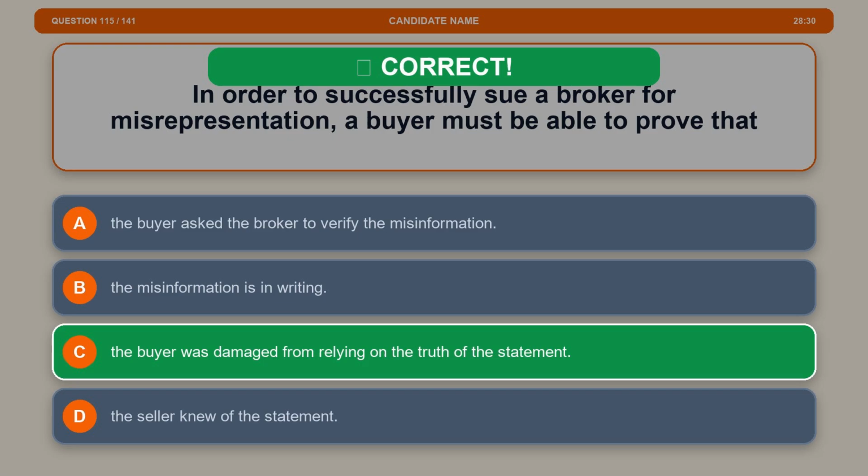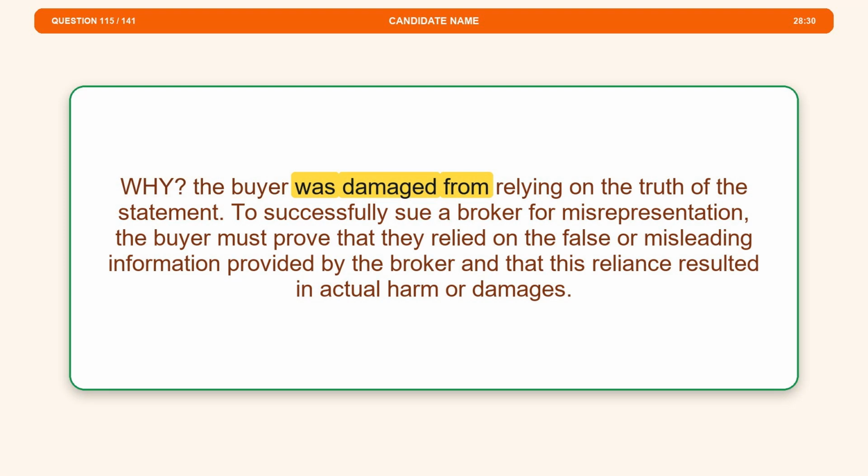The correct answer is option C. The buyer was damaged from relying on the truth of the statement. To successfully sue a broker for misrepresentation, the buyer must prove that they relied on the false or misleading information provided by the broker, and that this reliance resulted in actual harm or damages.